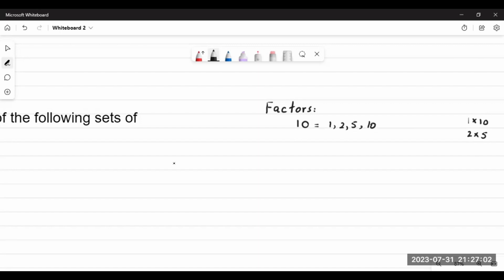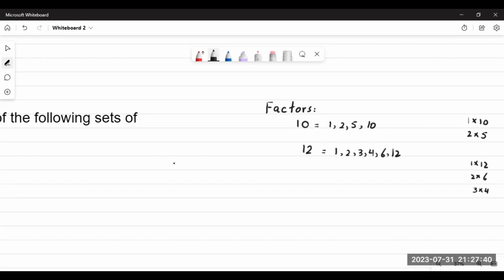In the same way, if I want to find the factors of 12, the factors of 12 will be: 1 12s are 12, 2 6s are 12, 3 4s are 12. In no other table is 12 coming. So I can write that the factors of 12 are 1, 2, 3, 4, 6, and 12. These are the factors of 12. They can be fewer, they can be more numbers.